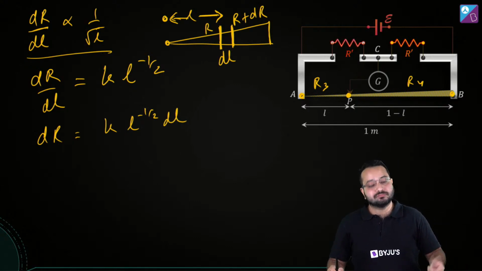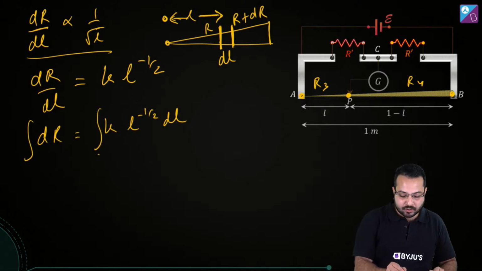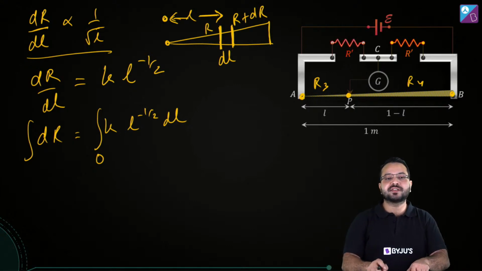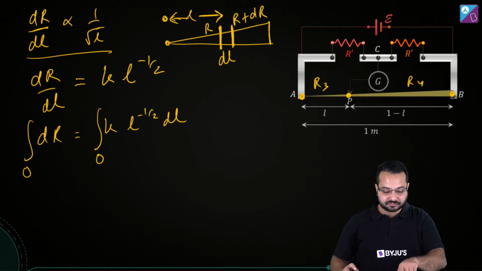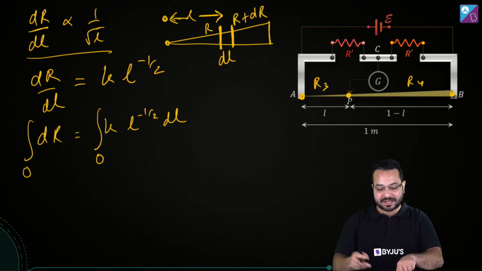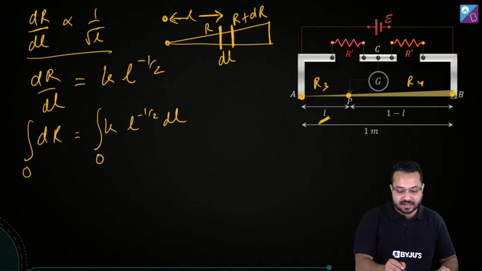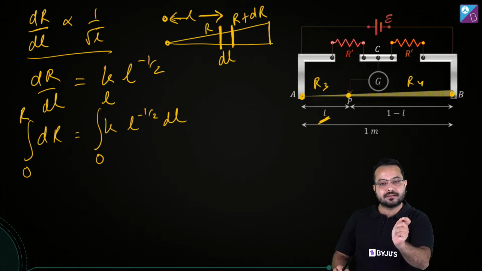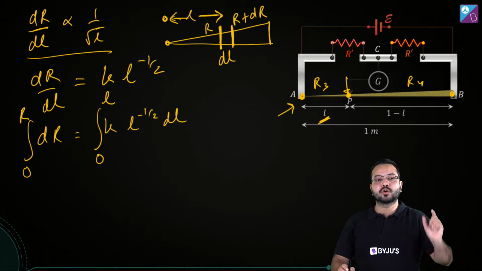And now what we need to do? It's obvious, we need to integrate on both sides. When L is equal to 0, which means which point? Which means this point A. When L is equal to 0, obviously there is no part of the wire, so the resistance is going to be 0. And when the length becomes equal to L, it could be anything, then we are saying that the resistance is going to be R. So when we have reached a length L, whatever is the resistance between the starting point and this point, that is going to be the resistance R.